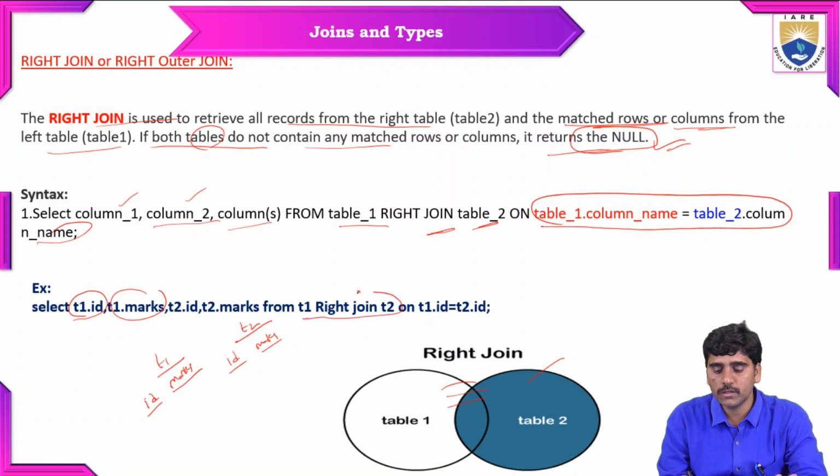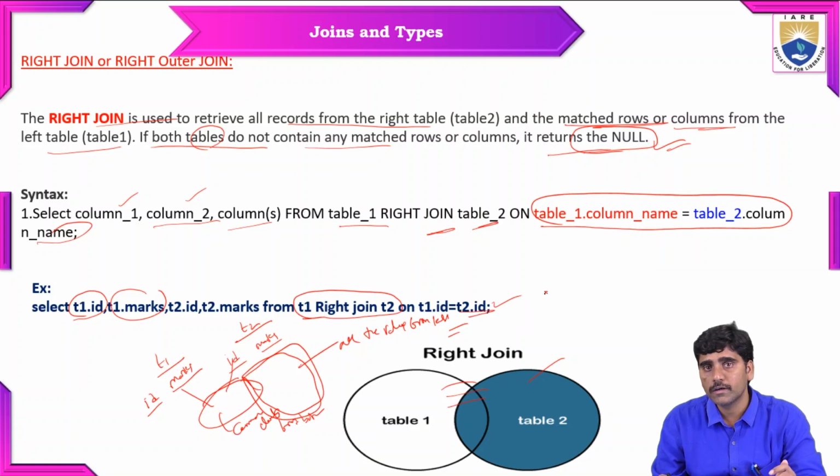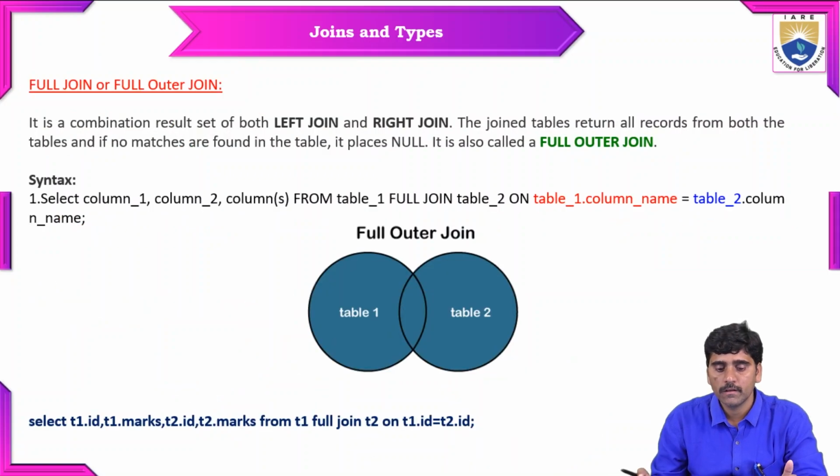Here T1 right join T2 indicates all the values from table 2 with common elements from table 1 and table 2. Common elements from both tables will be displayed. So that is what we wrote here in the syntax: to retrieve the common values from the two tables as well as all the remaining right table values also. That is nothing but right outer join.